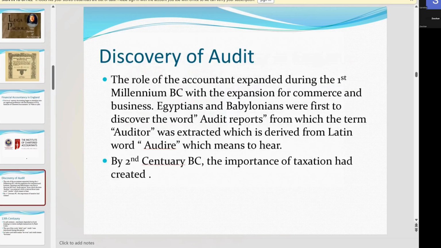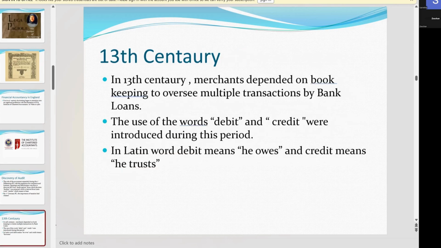What is an audit system? The audit system started in Egypt and Babylon. Once all the accounts are done, they give them to the CA. The CA certifies them and puts a stamp, and then they are called audited accounts. On that only do we have to pay the tax. Debit and credit terms were introduced. In Latin, debit means he owes and credit means he trusts.